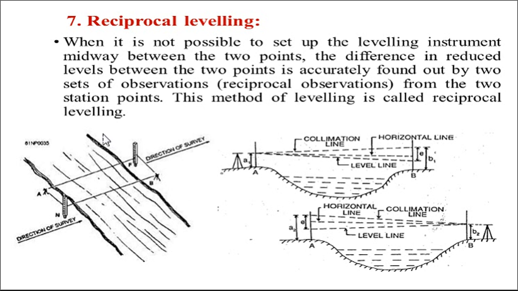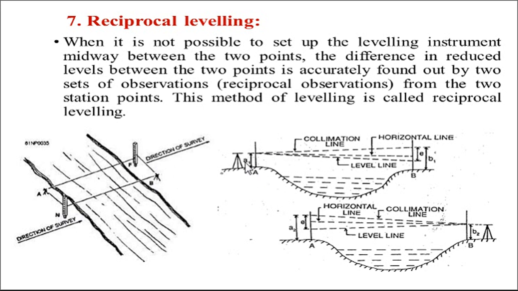Suppose this is the river. We can't set the instrument in between, and hence what we have to do is set the level say at point A and take the reading. Similarly, we have to set the level at point B and take the reading. Means 2 sets of readings we have to take.